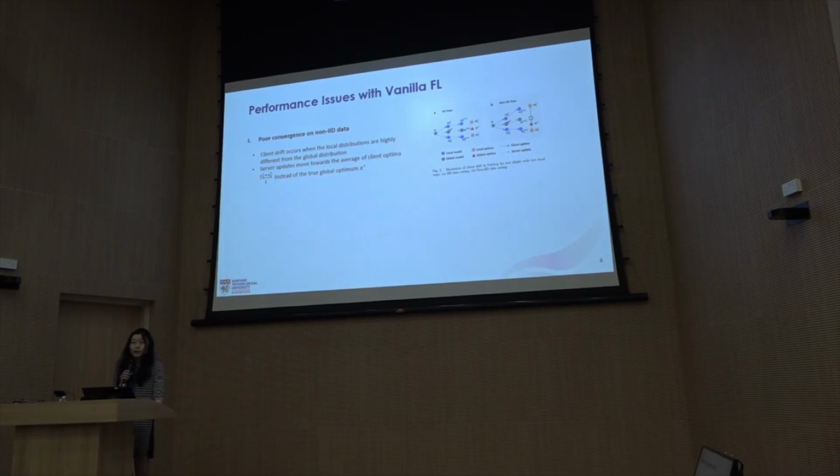However, there are some performance issues with vanilla FL. And the first thing is that the model does not converge well when the data is not IID. So in federated averaging, the server updates move towards the average of the client optima. And so when data is IID, the average model is close to the global optimum. But when data is not IID, the average model will be far from the global optimum.